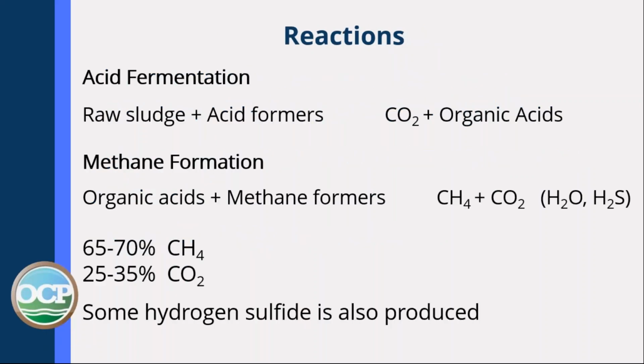In the reactions that take place in acid formation, raw sludge is broken down by the acid formers to produce CO2 and organic acids. In methane formation, the organic acids are broken down by the methane formers to make methane and CO2 and some water and hydrogen sulfide. Bioreactor gas is typically 65 to 70% methane, 25 to 35% carbon dioxide. There's also some hydrogen sulfide in there.